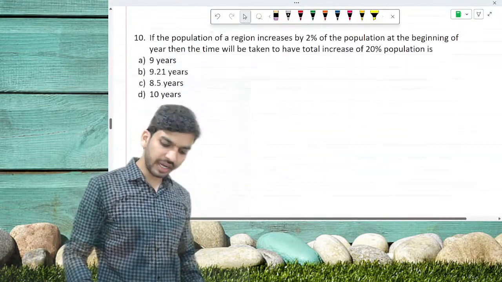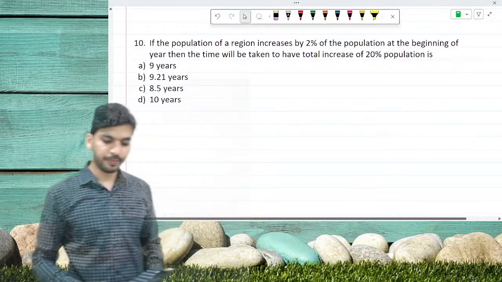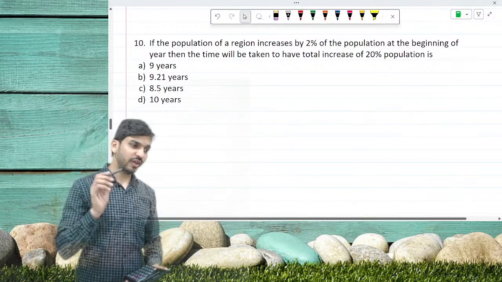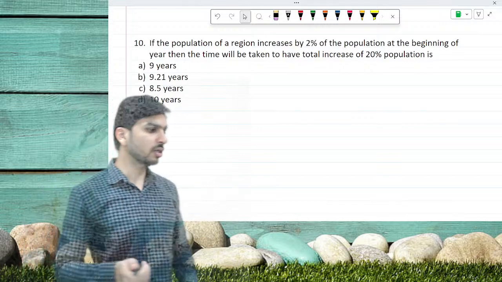Let's go for question number 10. Very conceptual question, very good question. You can star mark this question.